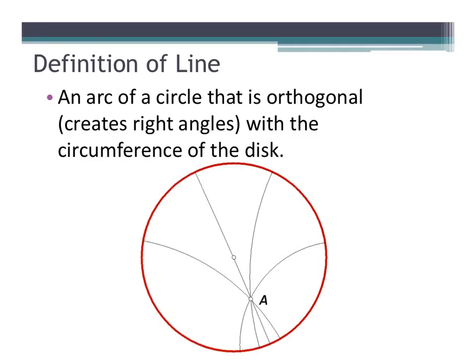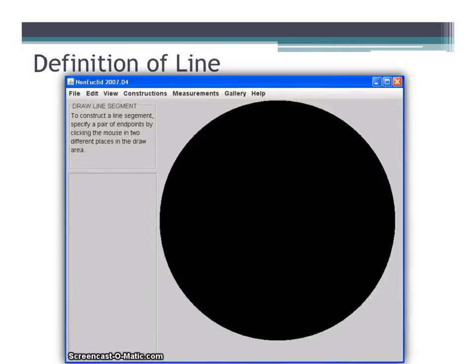Now let's explore lines in hyperbolic geometry. The definition of a line using the Poincare model is an arc of a circle that is orthogonal with the circumference of the disk. So basically what that means is that each line on the Poincare model forms a right angle at the circumference. Let's take a look at lines on the Poincare disk using the software non-Euclid.